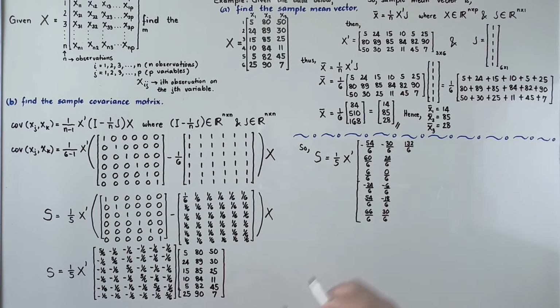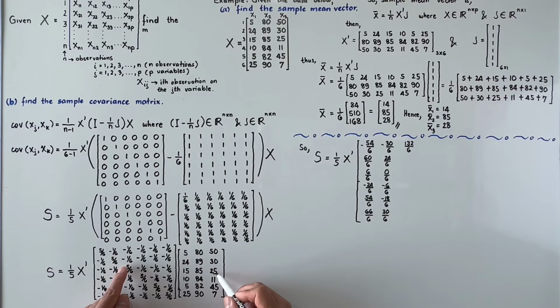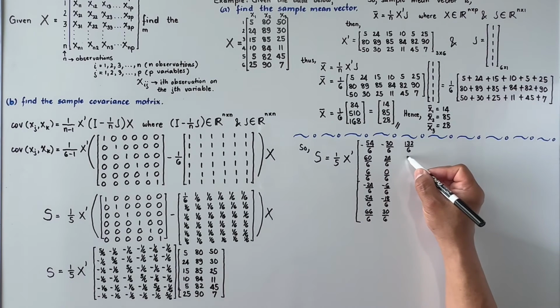And then the second row multiplied by the last column, we have negative 50 over 6, and then added to 5/6 times 30, which is 150 over 6, minus 25 over 6, minus 11 over 6, minus 45 over 6, and minus 7 over 6. And combining all the 6 products there, we have 12 over 6 here.